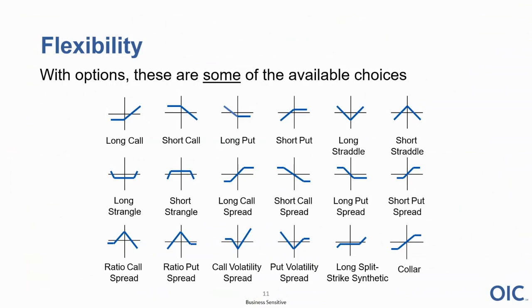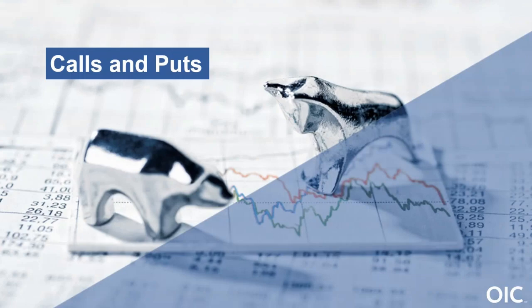So options give us the flexibility to accomplish a number of our investment objectives, and let's go ahead and see exactly how that's going to work. So the two types of options are calls and puts.